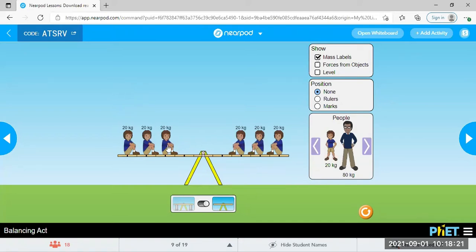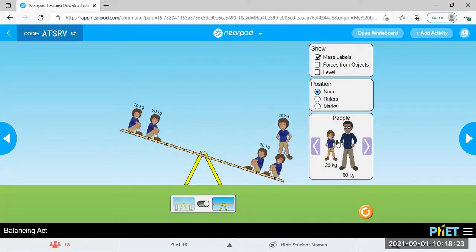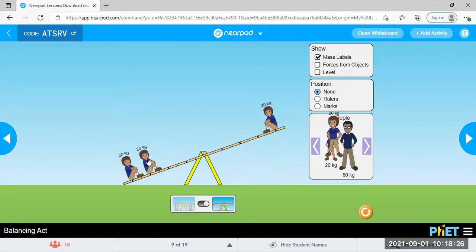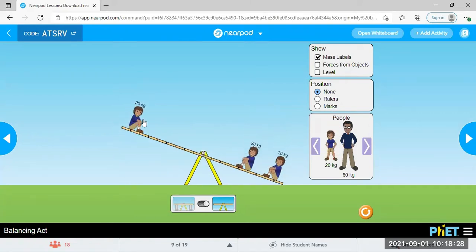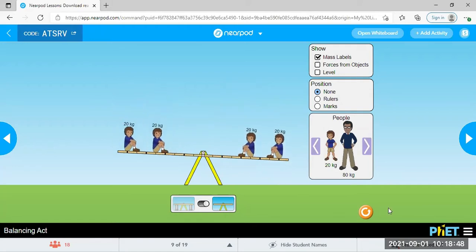Okay, let's try a different one. Let's try 2 on one side. What should I put on the other side to make them both the same? Brooklyn, how many should I put on the other side, the other addend? 2 plus 2. Yes, I love it. Let's see if it balances out. I have to put them in the same exact spot. That's what's called a double fact. It's the same on both sides.